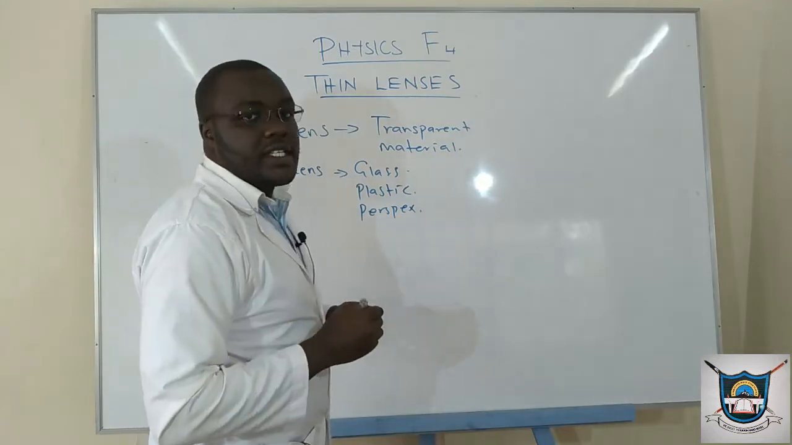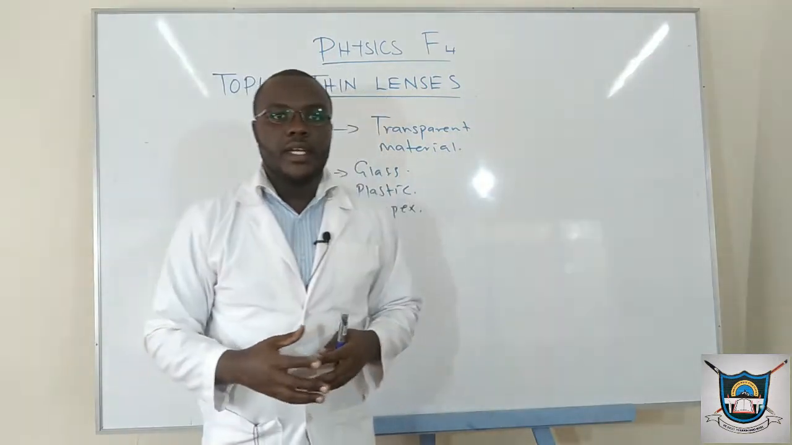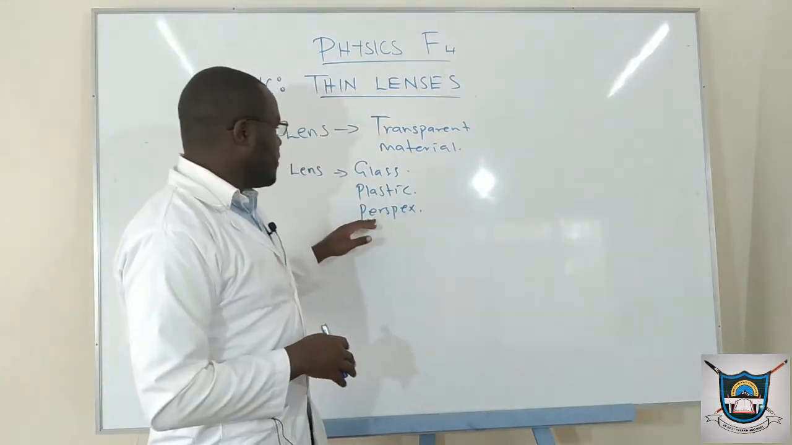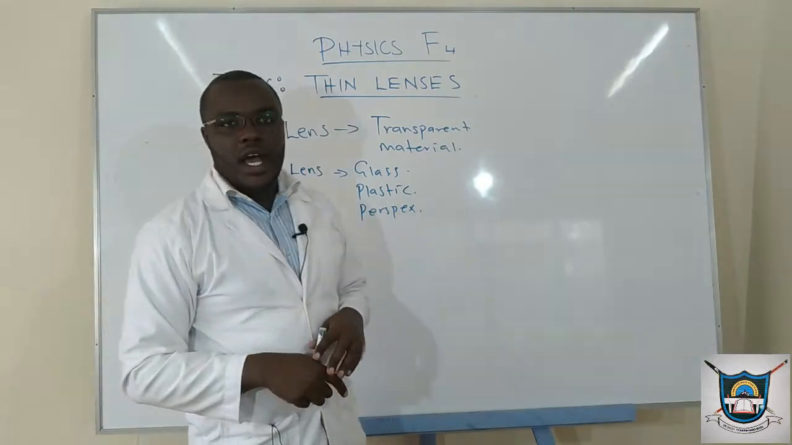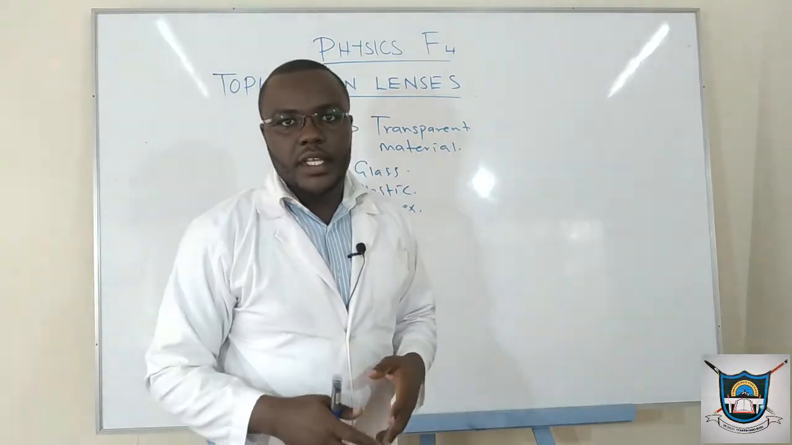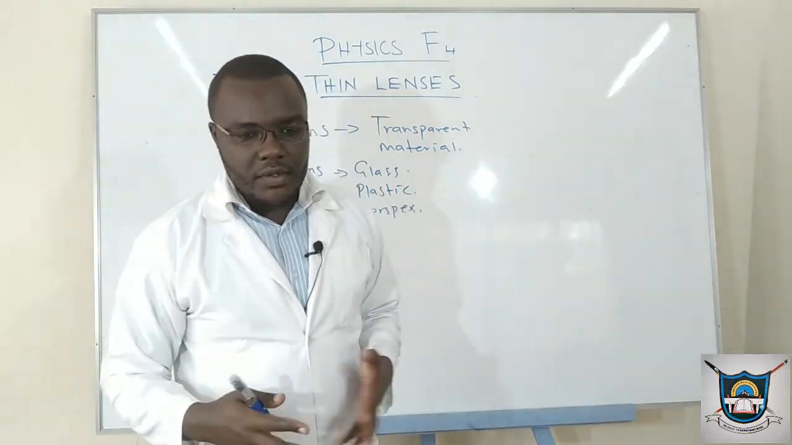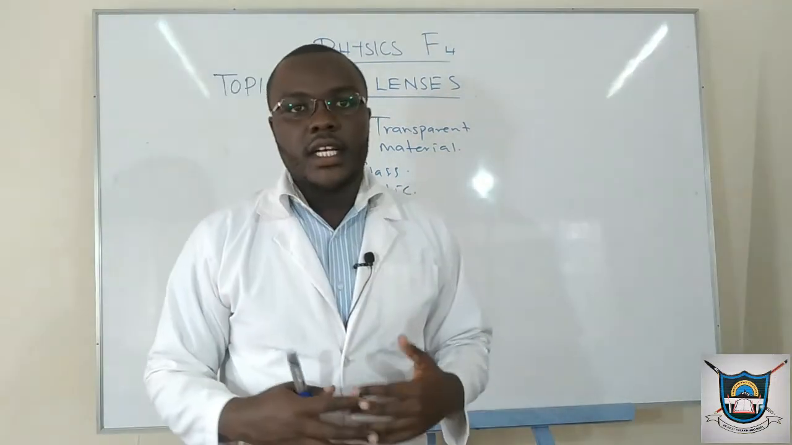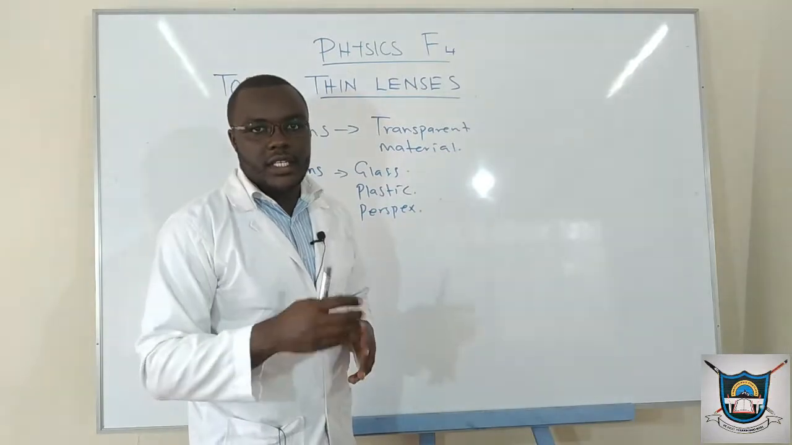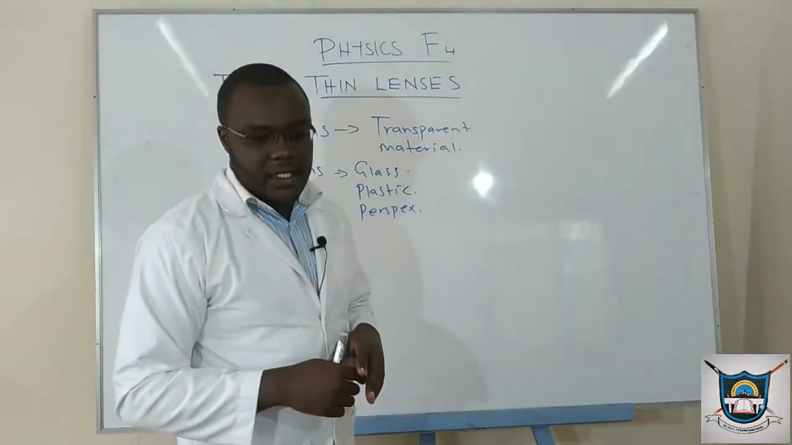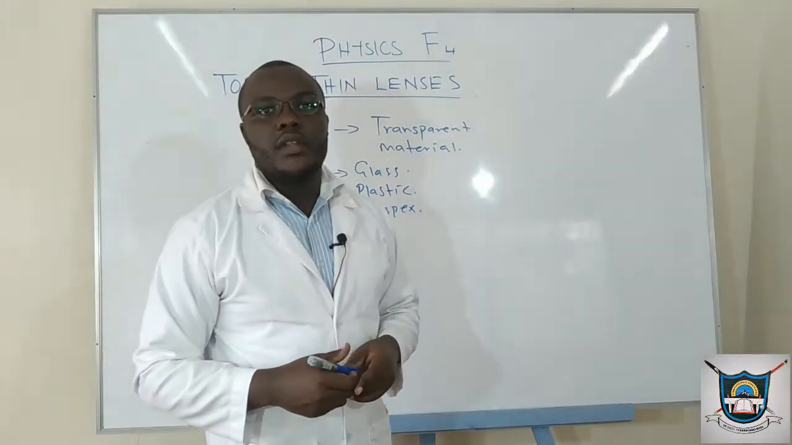Those are just some examples of materials that are used to make lenses, and I know that some of us might not be familiar with plastics making lenses, but they are now the modern things. We find them in spectacles and they are clear, just the same way we have glass in window panes. We also have perspex. It's also another material that is used in making lenses.